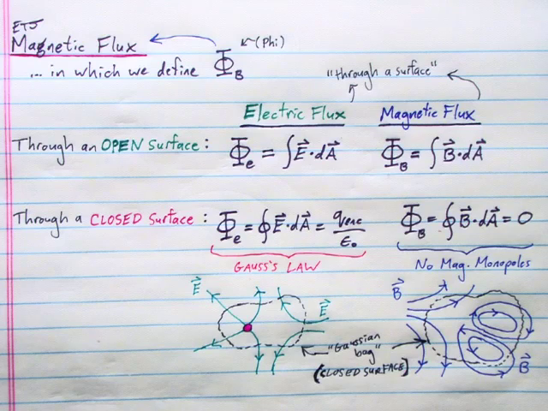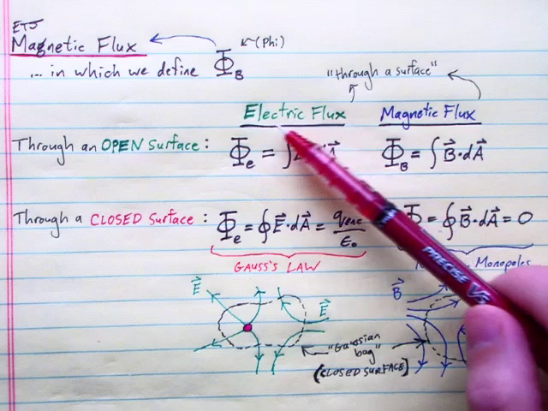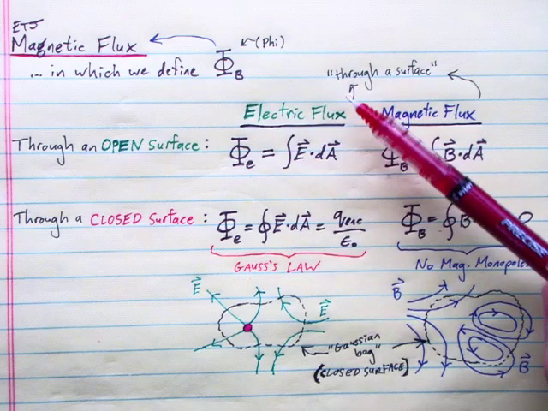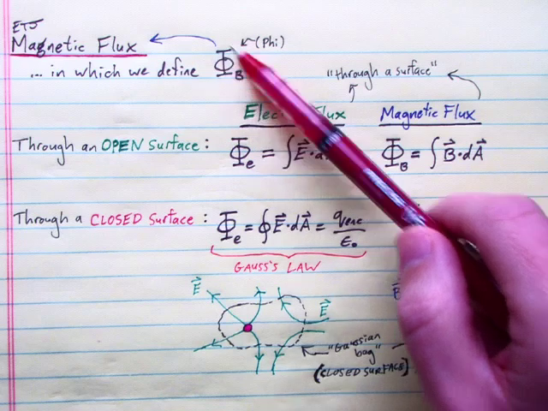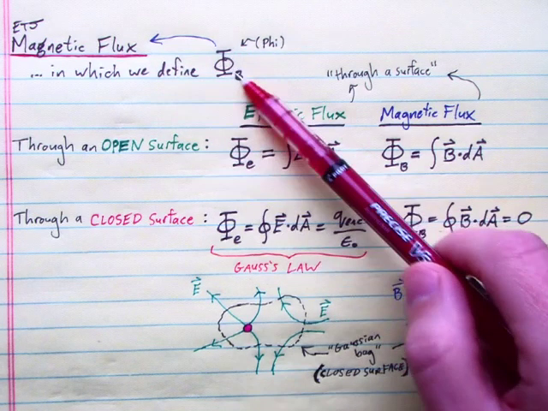We're going to define the concept of magnetic flux through a surface, and you'll find it quite analogous to the concept of electric flux through a surface. So the Greek letter capital phi here, phi sub B, for magnetic flux.